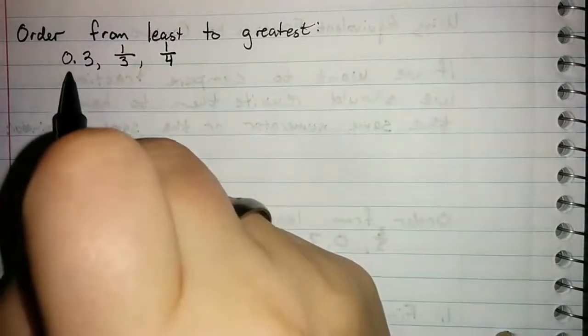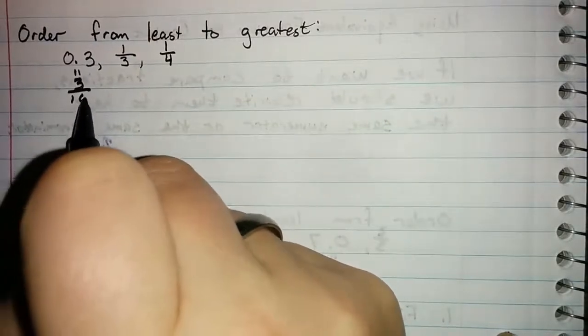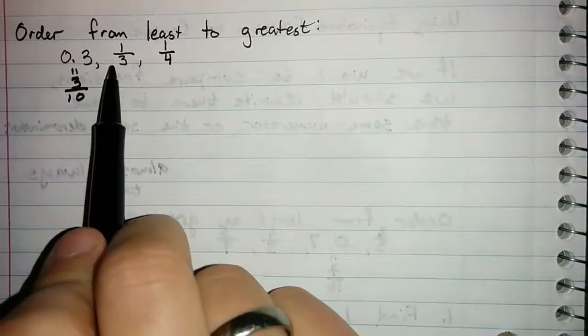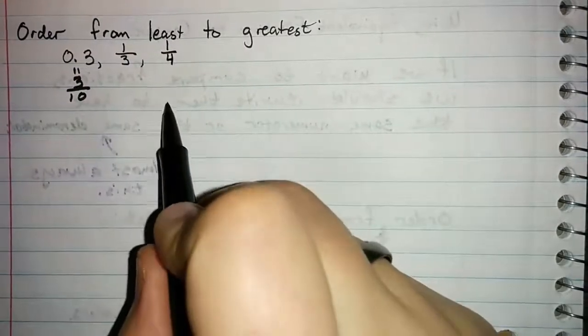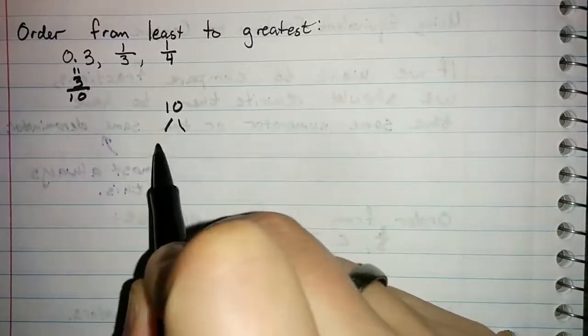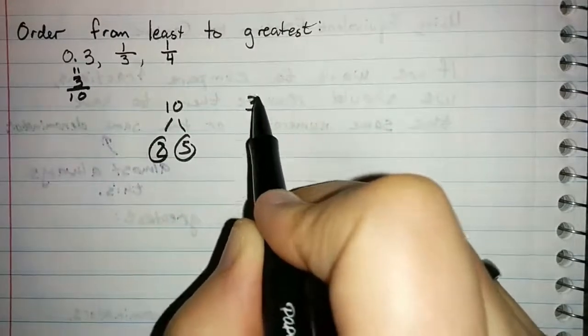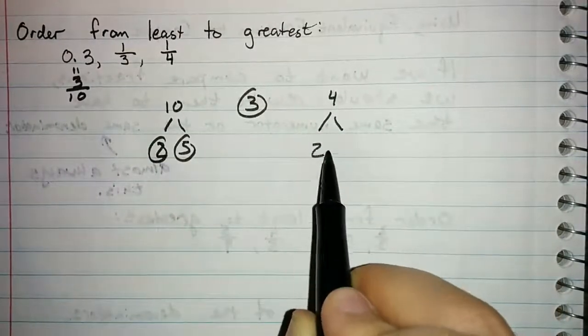All right, first, again, we recall 0.3 is shorthand for the fraction 3/10. We need to find the least common multiple of these denominators. Once again, I think prime factorization is the way to go. 10 is 2 times 5. 3 is just prime. 4 is 2 times 2.